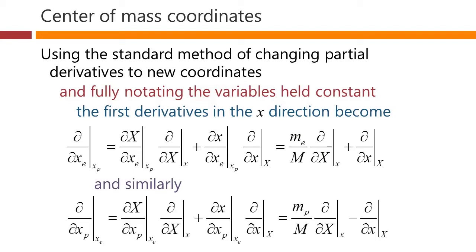And similarly, we can write for what used to be d by dxp at xe held constant. We work through similar algebra, and we'll get basically the same result here, although now d little x by dxp is minus 1 because little x was xe minus xp. So we've got two expressions that enable us to change from our old way of writing first derivatives to our new way on our new coordinate system.